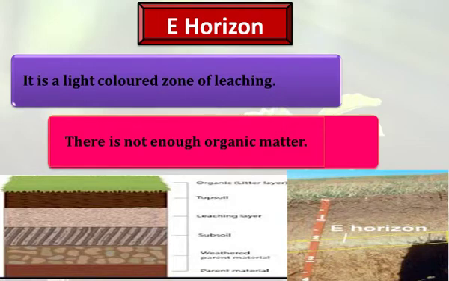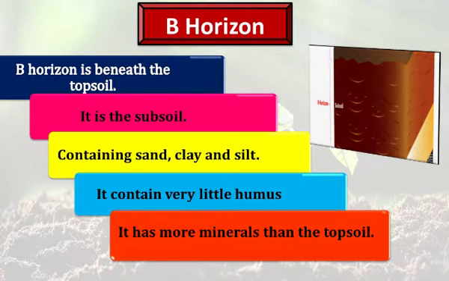E horizon. It is a light color zone of leaching. In desert soil, it may be the uppermost horizon, since there is not enough organic matter to develop an A or O horizon. B horizon. B horizon is beneath the topsoil. It is a subsoil containing sand, clay and slate. It contains very little humus but has more minerals than the topsoil. Horizons A and B together form the true soil.